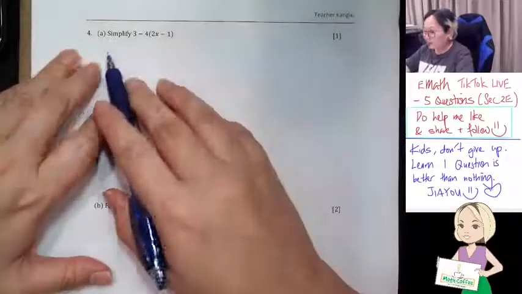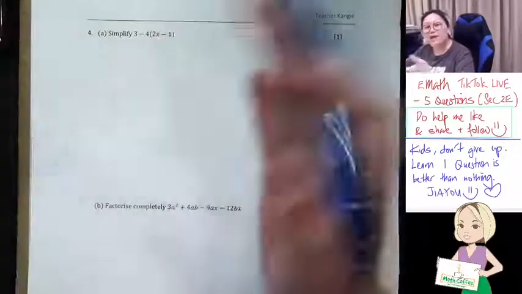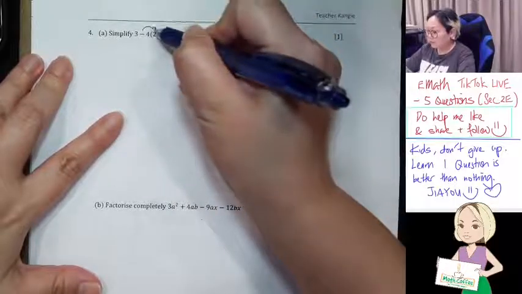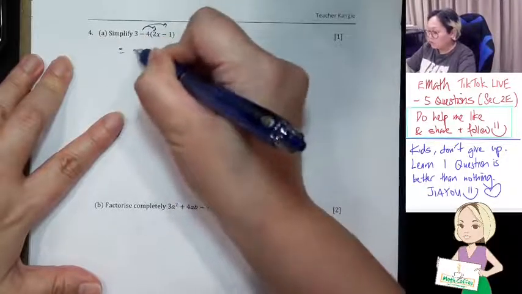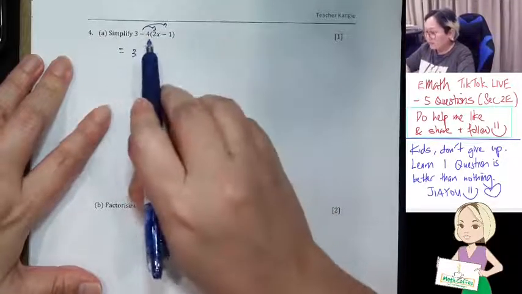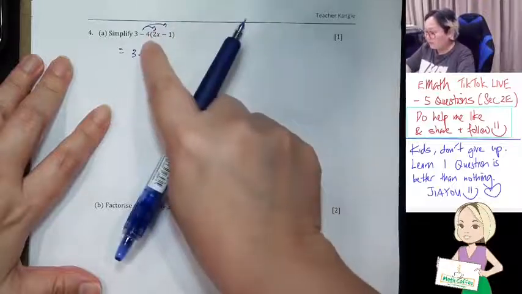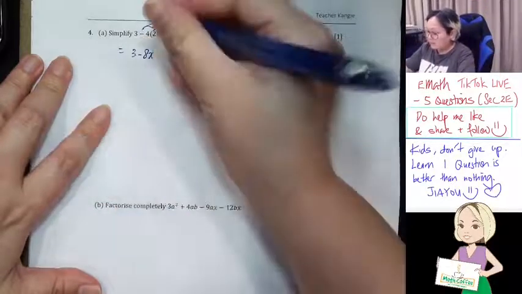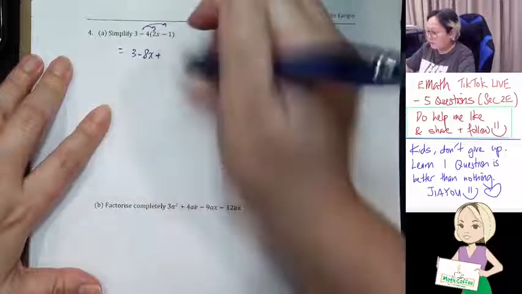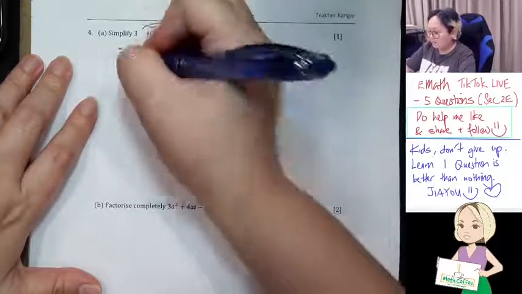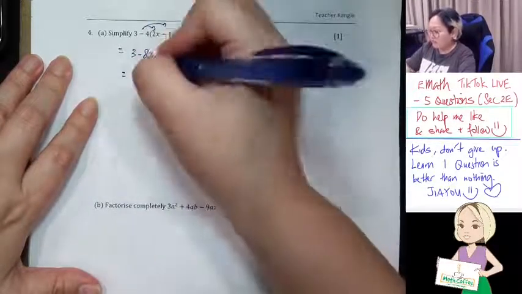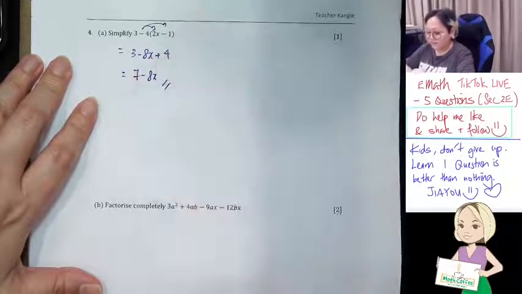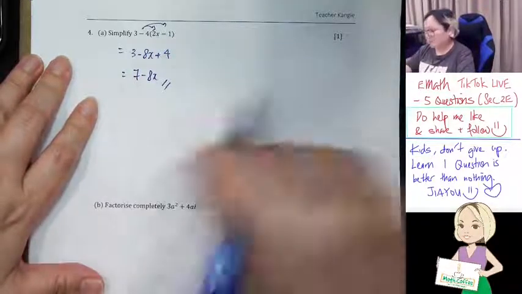So now this one, simplify. Simplify means expand and simplify. Okay, so 3 minus, I'm going to do the rainbow here. So it will be 3, negative times positive, negative 4 times 2x, 8x. Negative times negative, plus 4 times 1, 4. So let's simplify. 3 plus 4 is 7. So this one has no friend, just put minus 8x, done. This one is easy, 1 mark only.